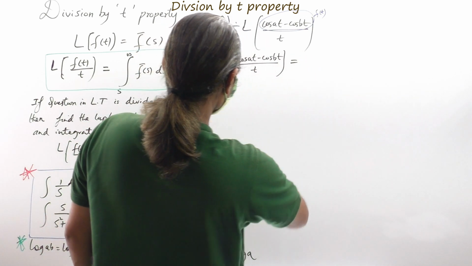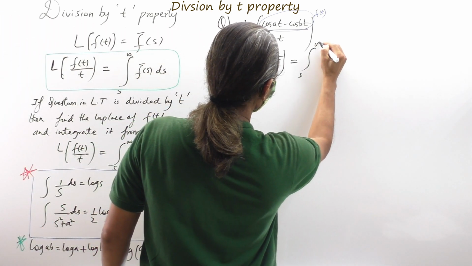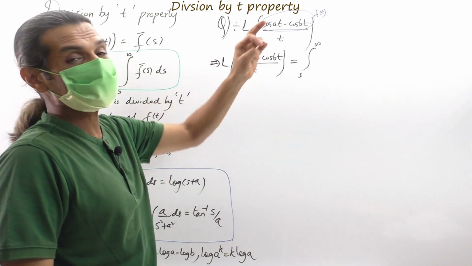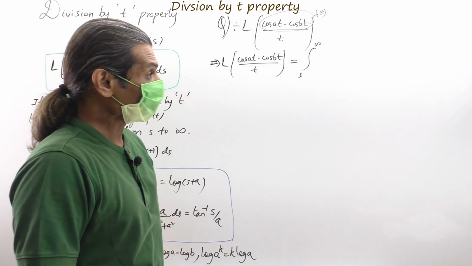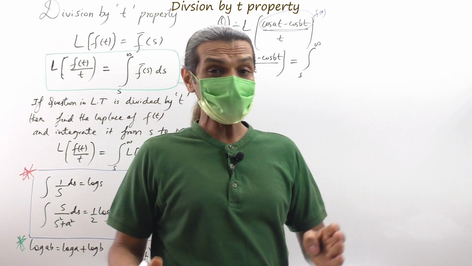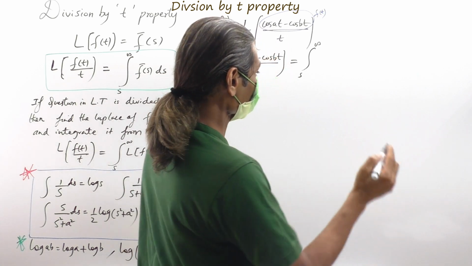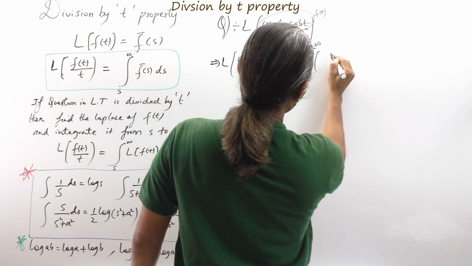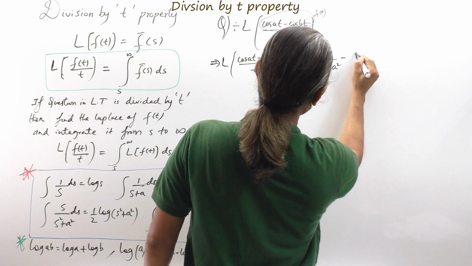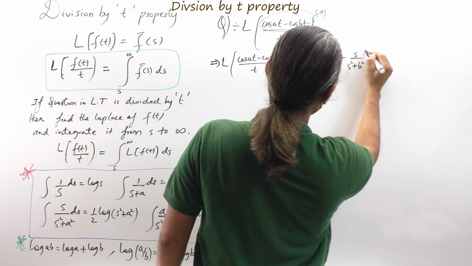So, what is the formula here? Integral from s to infinity of the Laplace of the numerator, cos a t minus cos b t. So, I write directly here, as you know, what is the Laplace of cos a t? Cos a t is s by s square plus a square. So, we have s by s square plus a square minus s by s square plus b square, okay, ds.